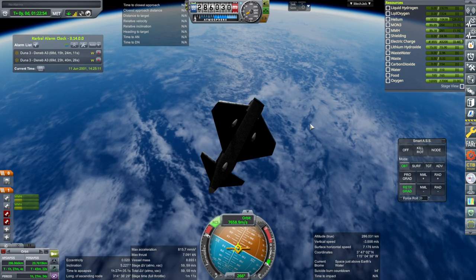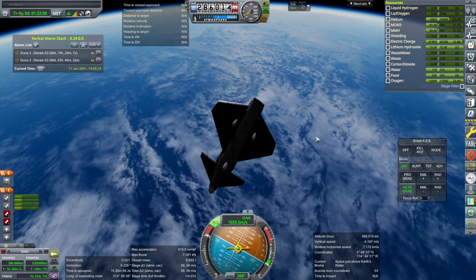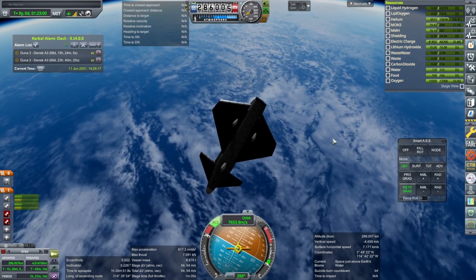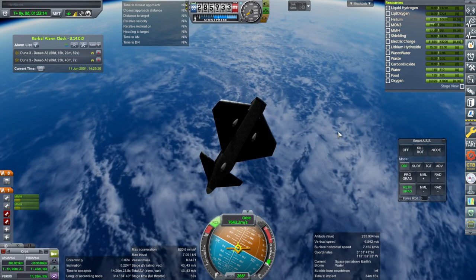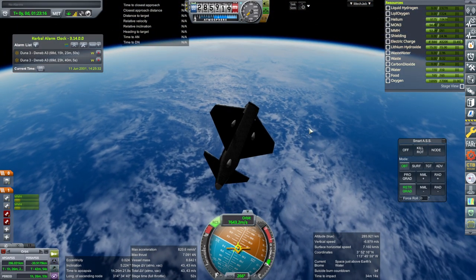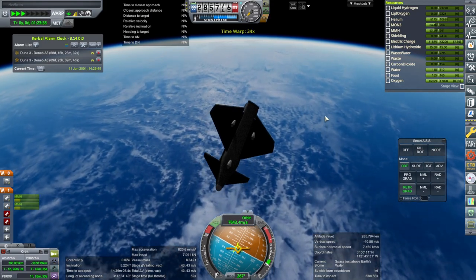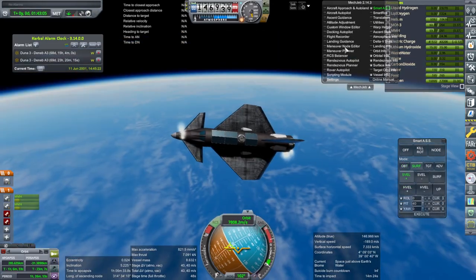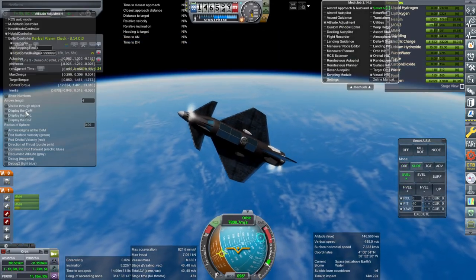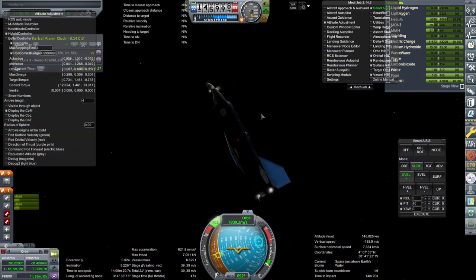Having about 50 meters per second of RCS delta V. I mean, it's actually more than that because it doesn't count residuals, but I would like about that much. Let's say 30. 30 kilometers. Well, 31 right now. Okay. We'll see what happens. Not exactly the same in terms of the center of mass, it's just right under that docking port.